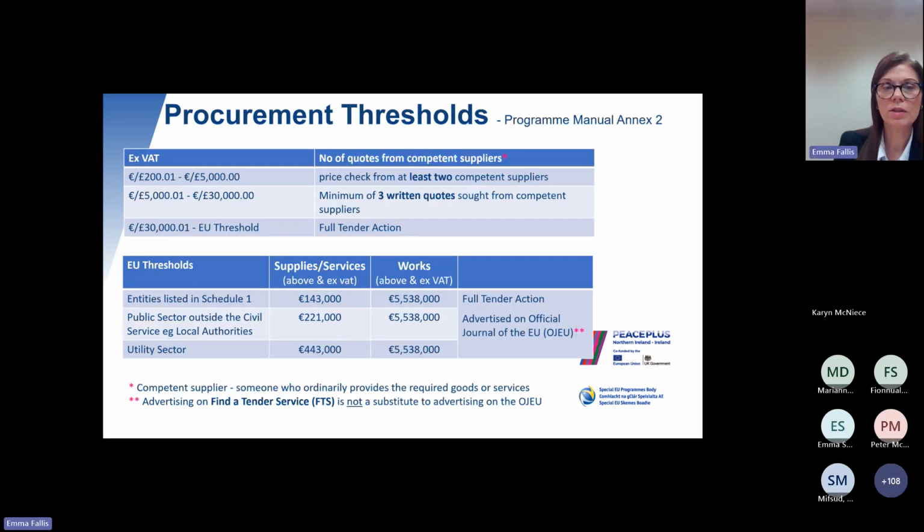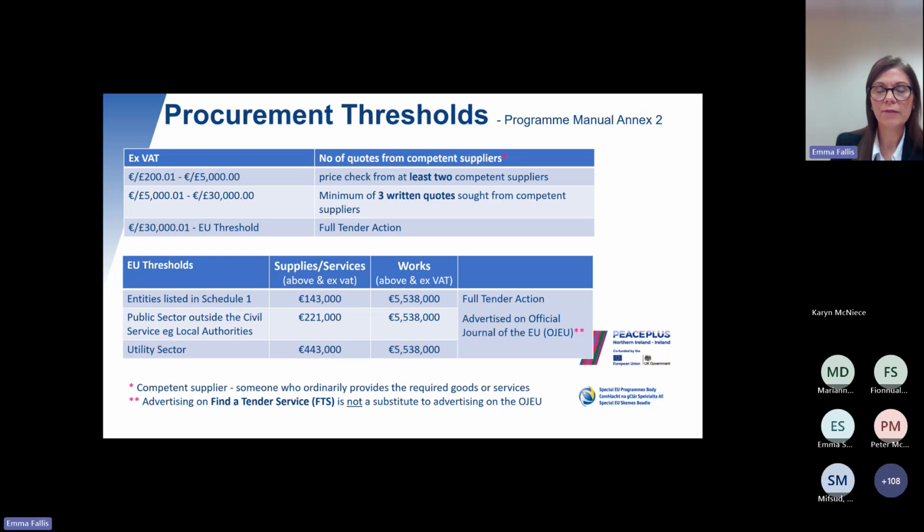So the procurement thresholds are detailed in Annex 2 of the programme manual. For contracts or items of expenditure between £200 sterling and £5,000 sterling, a price check is required from 2 competent suppliers. And what we mean by a competent supplier is somebody who ordinarily provides those goods or services. For contracts valued between 5,000 and 30,000, a minimum of 3 quotes are required from competent suppliers.